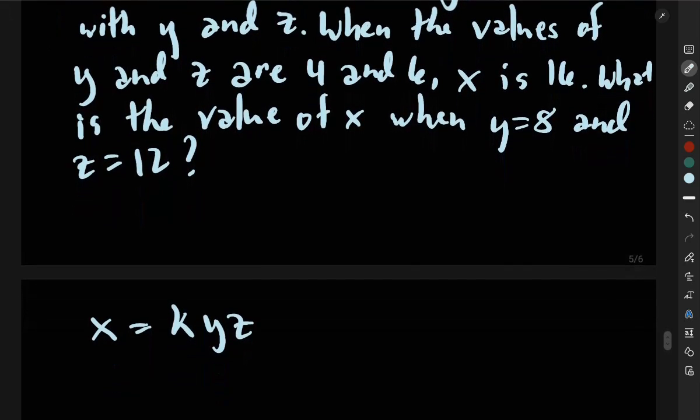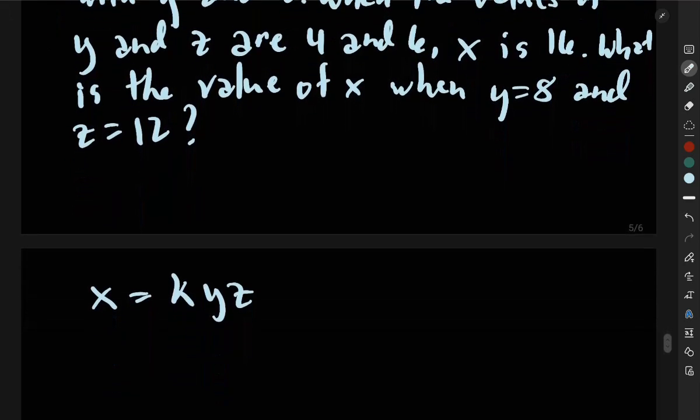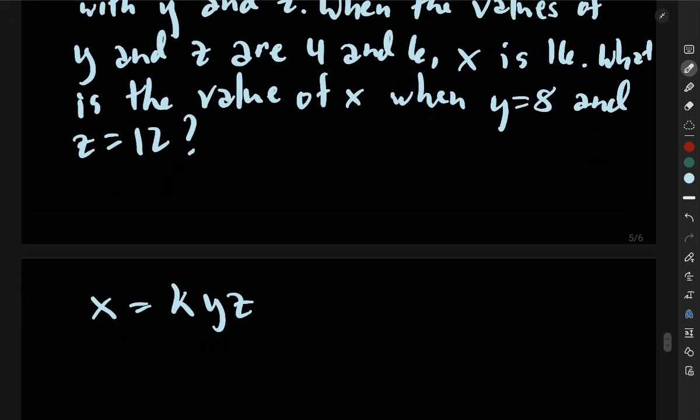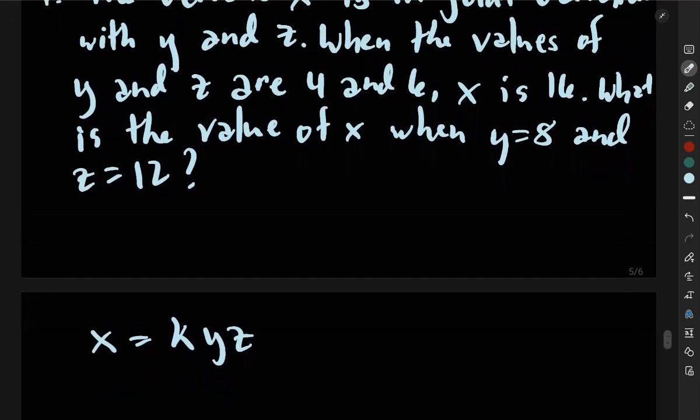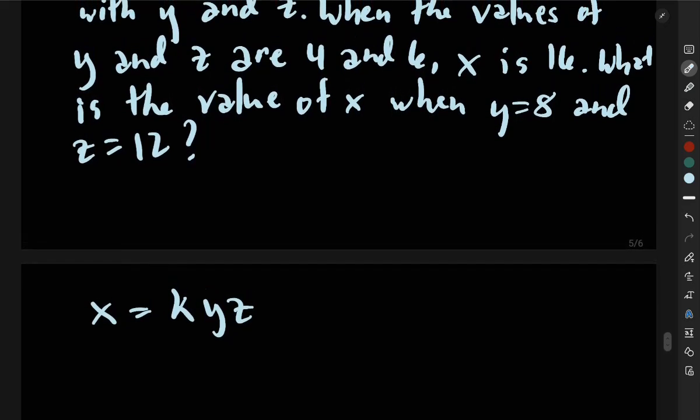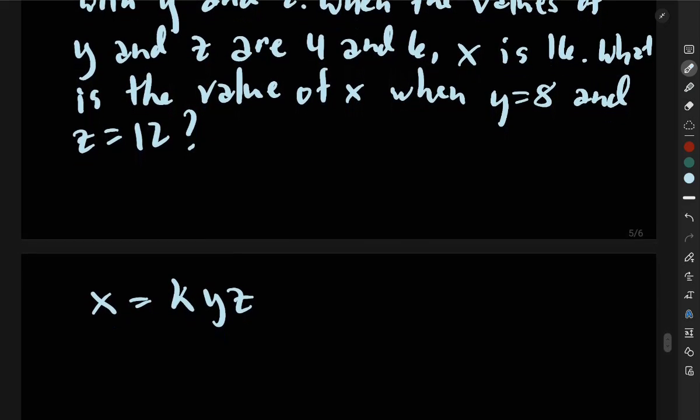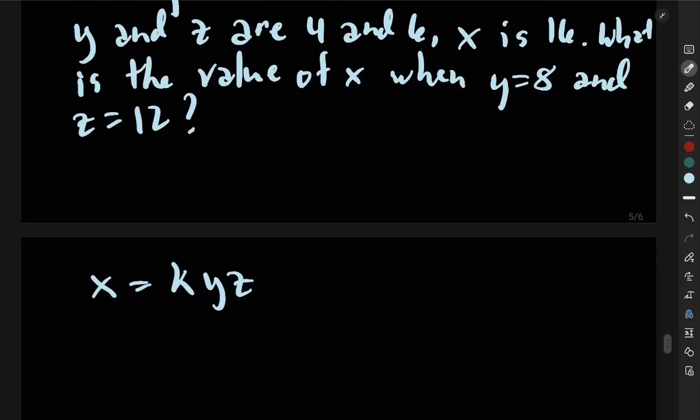Then when the values of y and z are 4 and 6, here we want to solve for k first to know the equation. So if y and z are 4 and 6, so k is 4 times 6. The x is 16, so 16.